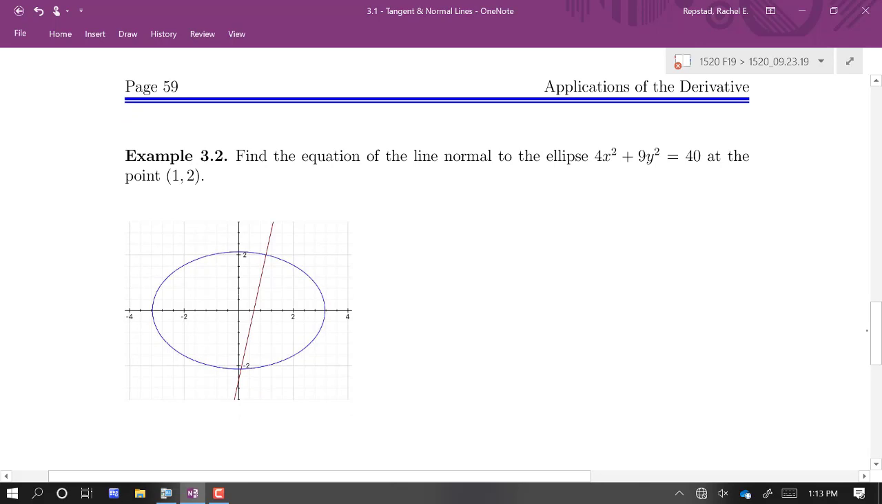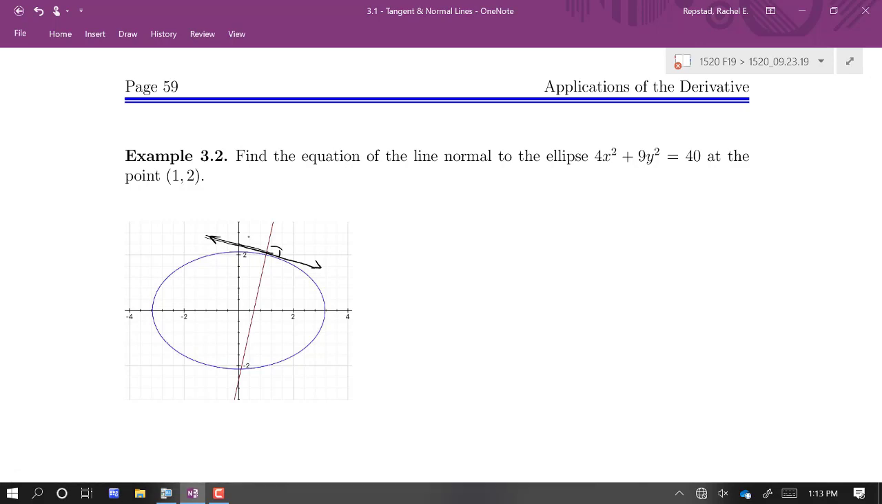All right, so here we're going to find the equation that's normal to this ellipse they gave us, and then they gave us this point. And so we have this nice figure. Here's the ellipse. Here's the point at the point 1, 2. And so when we say normal, this means it's perpendicular to the tangent line. So that certainly seems like the line that we're looking for. That's what we mean when we say that it's normal.